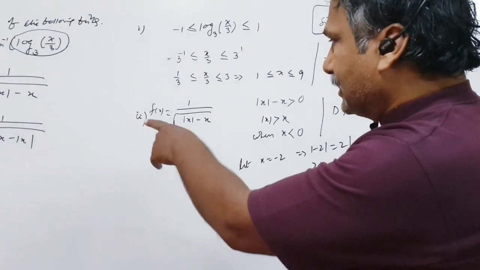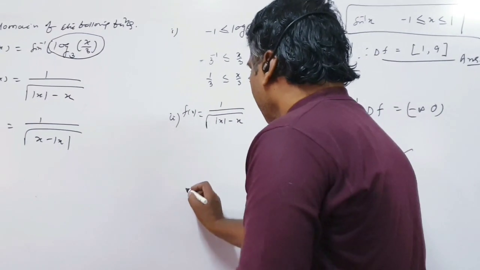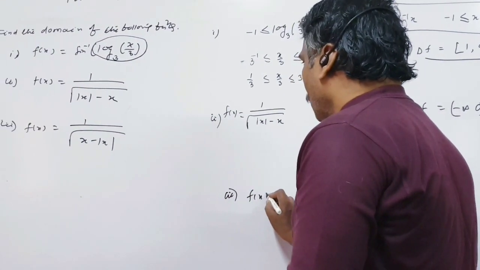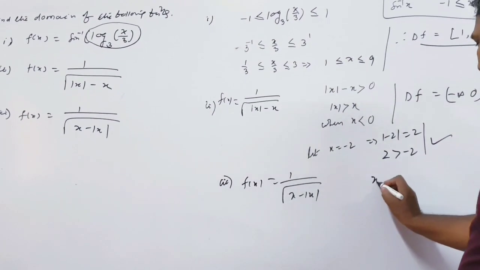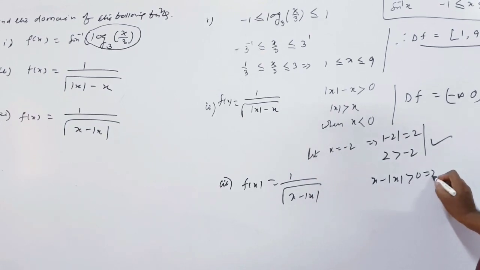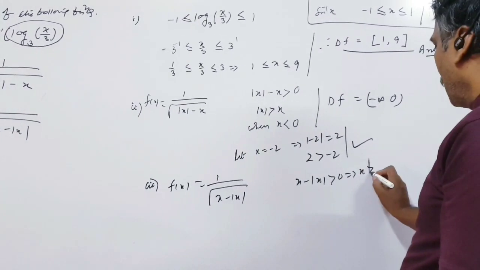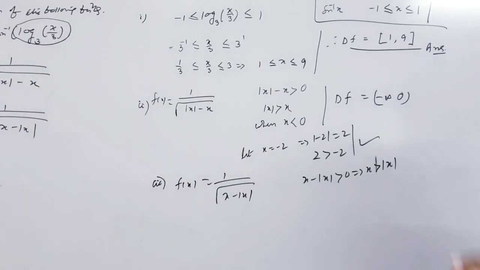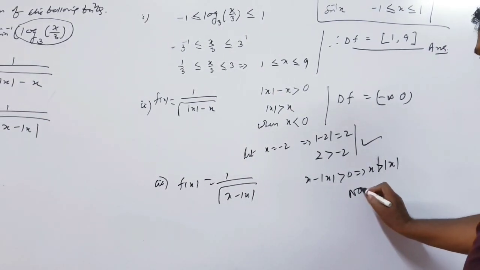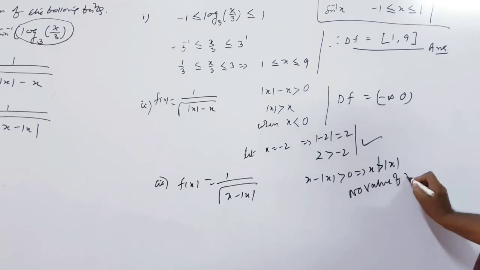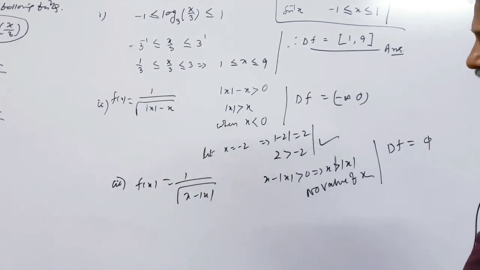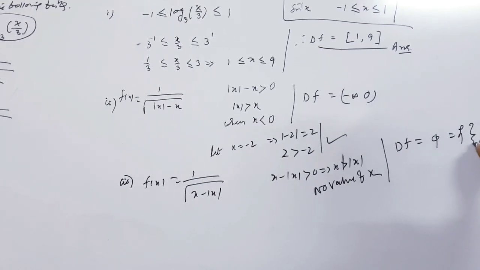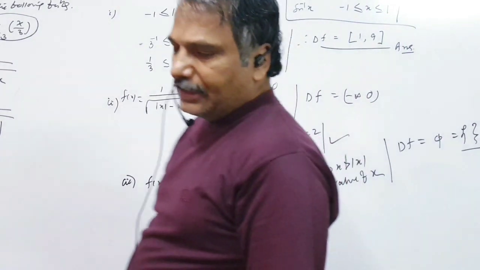Now case 3, just reverse the function. Suppose f of x equals 1 by root of x minus mod x. What is the logic? x minus mod x is greater than 0, so x is greater than mod x. What is the value of x? There is no value of x for which x is greater than mod x. So the domain of the function is phi, the empty set. This is the definition of the empty set.